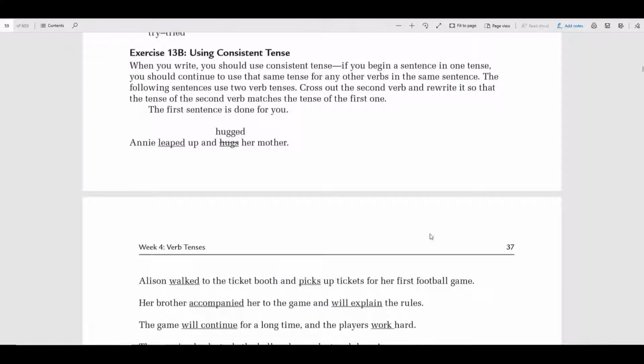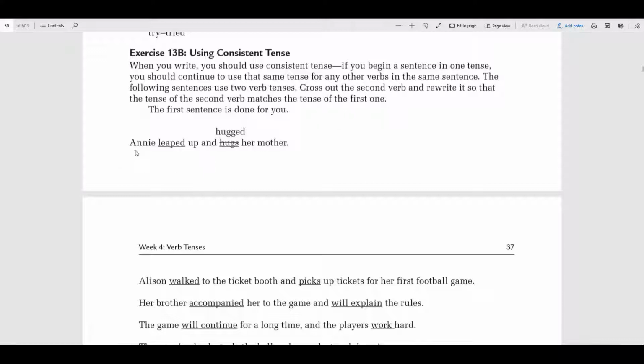All right, look at 13B, using consistent tense. When you write, say for instance you're writing a paragraph or even a sentence, you should use consistent tense. If you begin a sentence in one tense, remember tense is past, present, or future, you should continue to use that same tense for any other verbs in the same sentence. The following sentences use two verb tenses. Cross out the second verb and rewrite it so that the tense of the second verb matches the tense of the first one. First one's done for us.